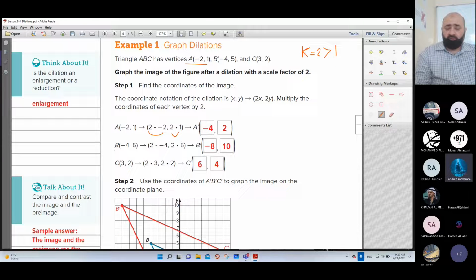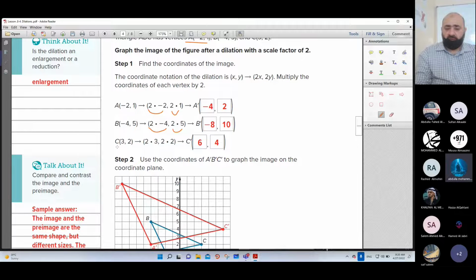The same idea for the point B (negative 4, 5): multiply x by 2, multiply y by 2. So 2 times negative 4 will be negative 8, and 2 times 5 will be 10. The same idea for C (3, 2): multiply 3 by 2, and multiply 2 by 2. 3 times 2 will be 6, and 2 times 2 will be 4.